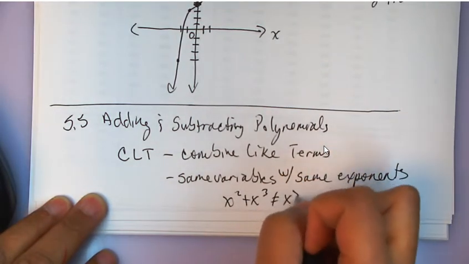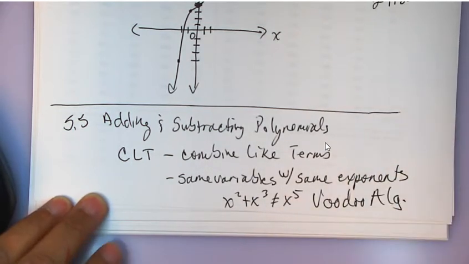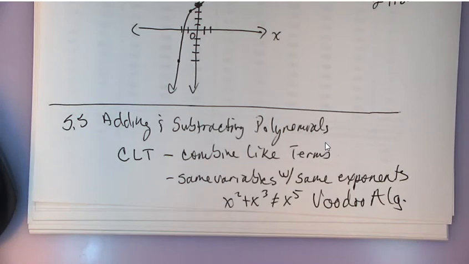This is voodoo algebra. You took your wand, you thought you were Harry Potter, Hermione Granger, Luna Lovegood, Ron Weasley. You thought you were one of them, and you even might have thought you were Voldemort.